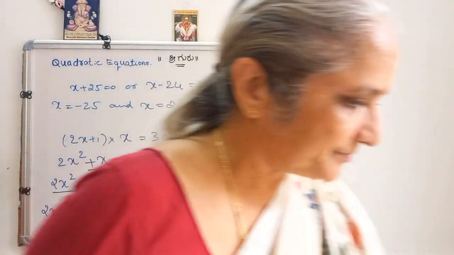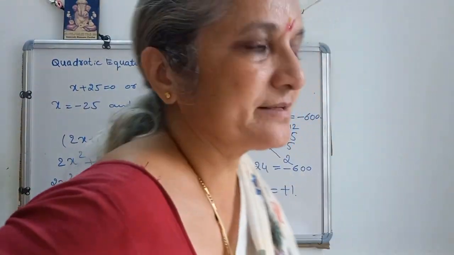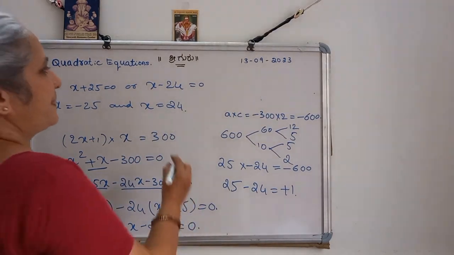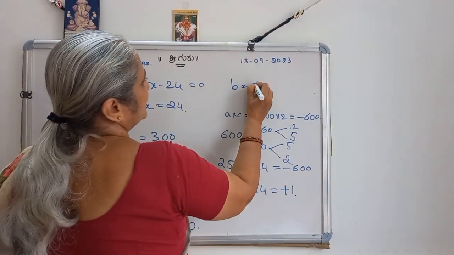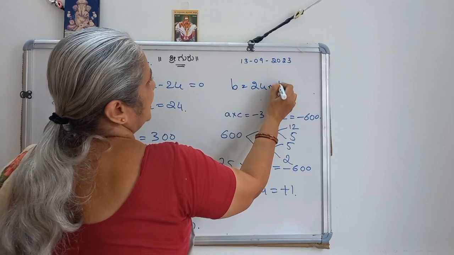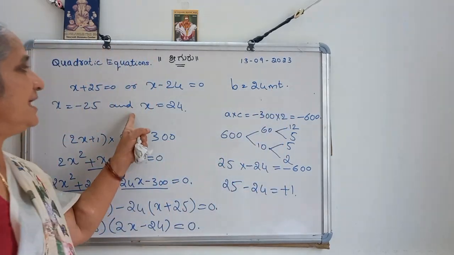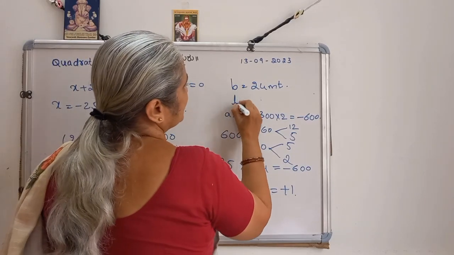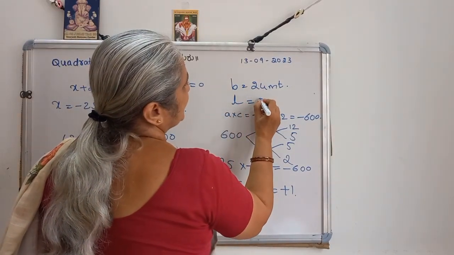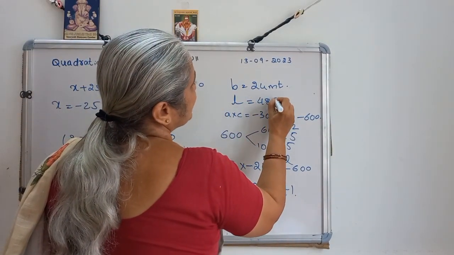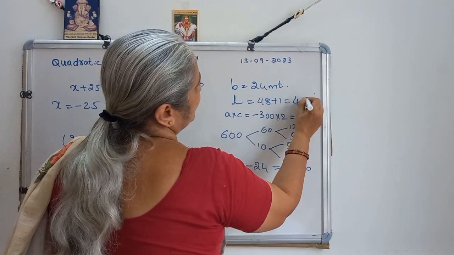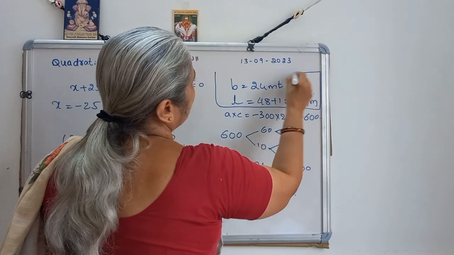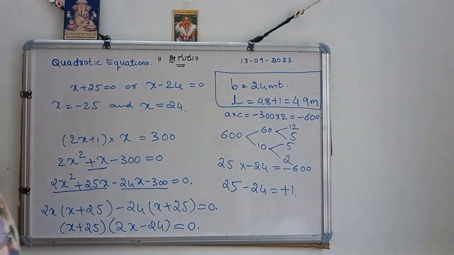What is it? Prayer hall. Yes. The breadth of the prayer hall is 24 meters. Therefore, B is equal to 24 meters and length will be 1 more than twice 24. L is equal to twice 24, 48 plus 1 is equal to 49 meters. So, this is the required solution.